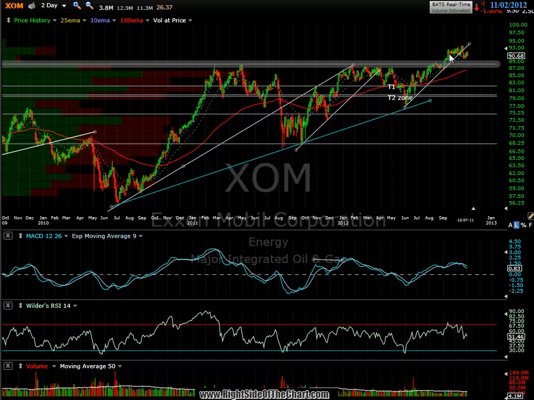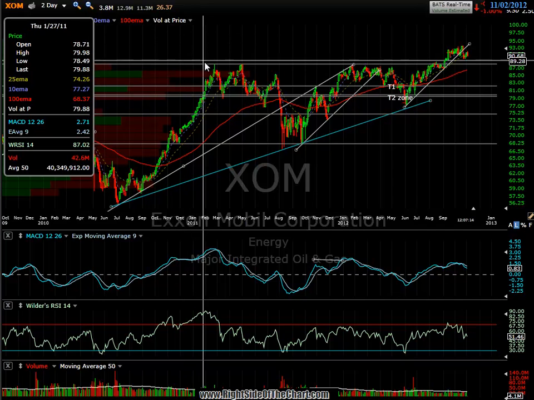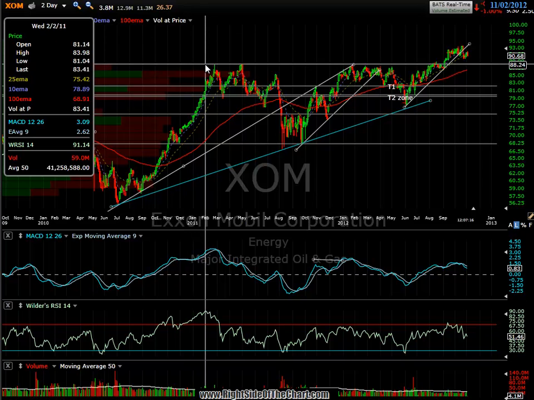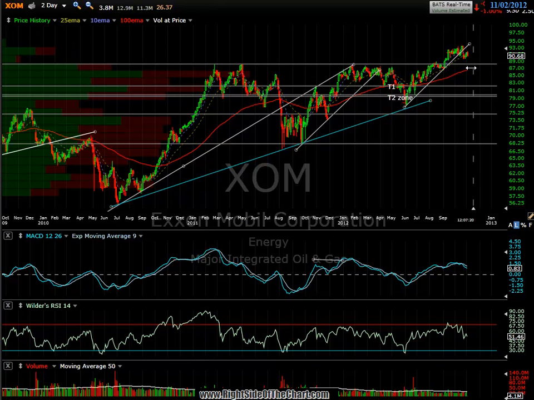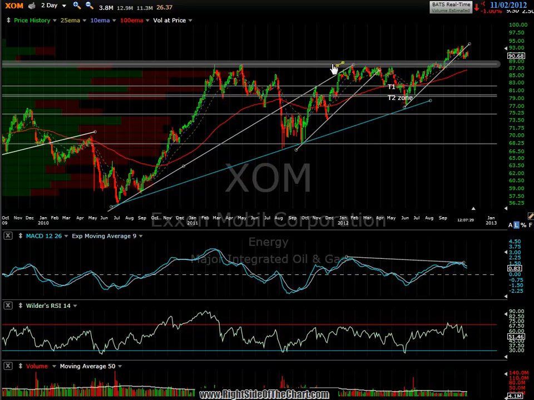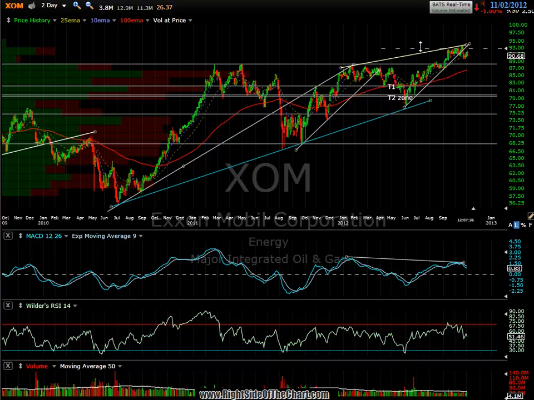A move back below this line here, that is roughly the 88.25, we'll call it the 88 level, that would be very bearish in my opinion on XOM. Haven't added it here. Let's stretch this trend line. If you look here, we do have negative divergence in place on these highs. Another potentially bearish sign here for XOM. Divergence against the recent highs. Negative divergence on the MACD.